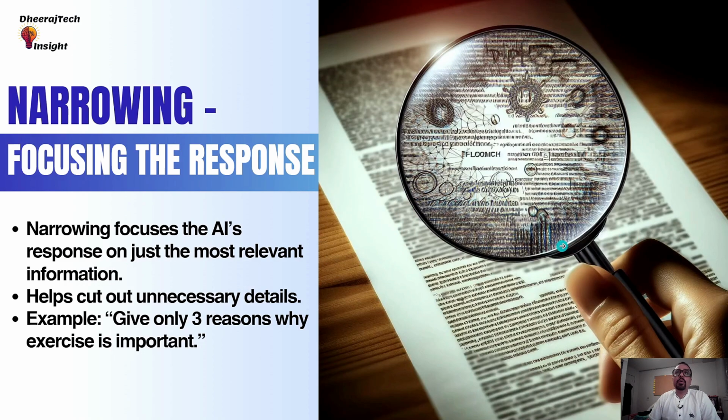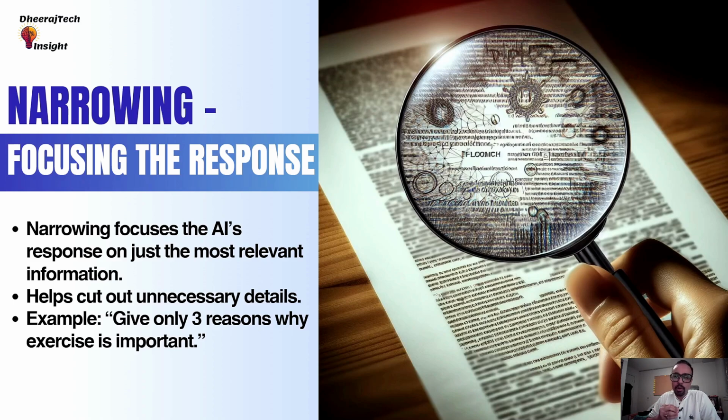Next, narrowing down the responses so that it focuses on appropriate results. Narrowing is about making the AI responses more specific and focused. Many times when you put a prompt, ChatGPT or any LLM that you're trying gives you a one-page response, and it's humanly impossible to read that. Sometimes you're only looking for a one-liner or two-liner answer. So in that case, you have to narrow your responses.